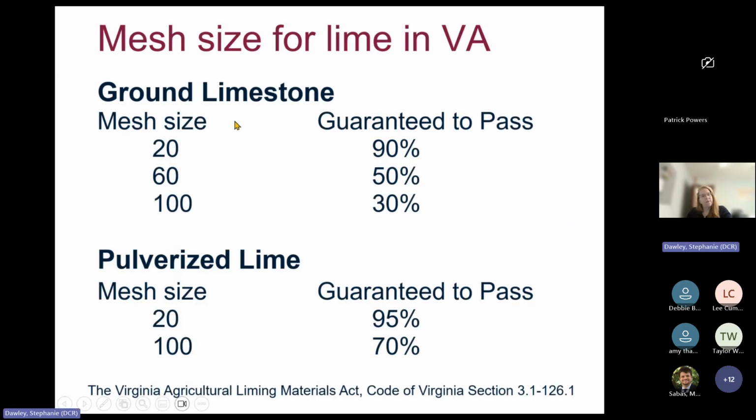So here it is. Good thing I didn't have to remember it. So for ground limestone, you have a mesh of that 20 mesh. Guaranteed to pass through is 90% of that material, 60 mesh, 50%, 130%. That's ground. So that's kind of two different methods. You have grinding and pulverizing, and it's going to create different standards. You can see pulverized mesh, you're still going to get a higher passing rate even at 100.